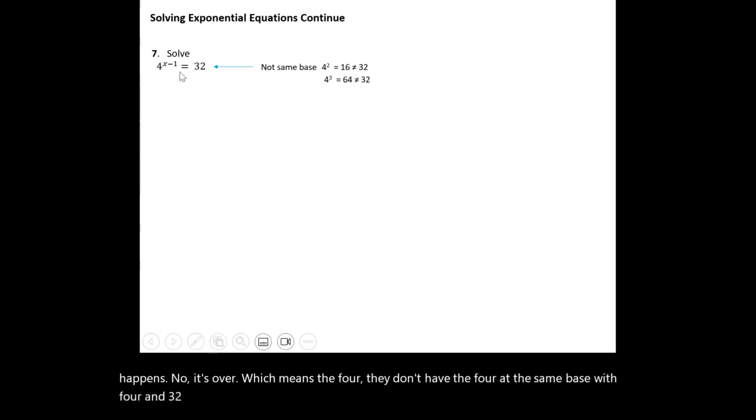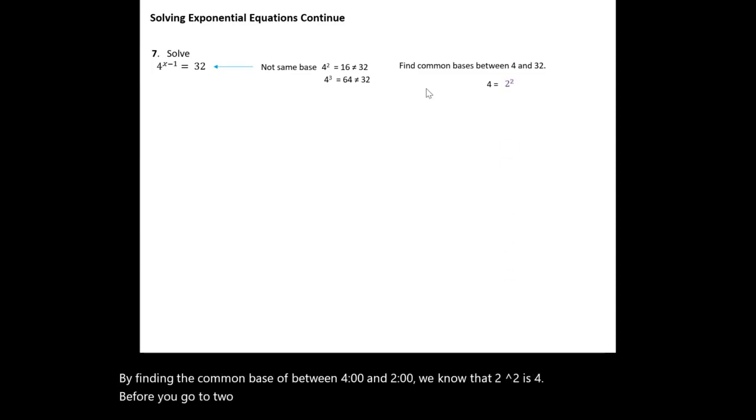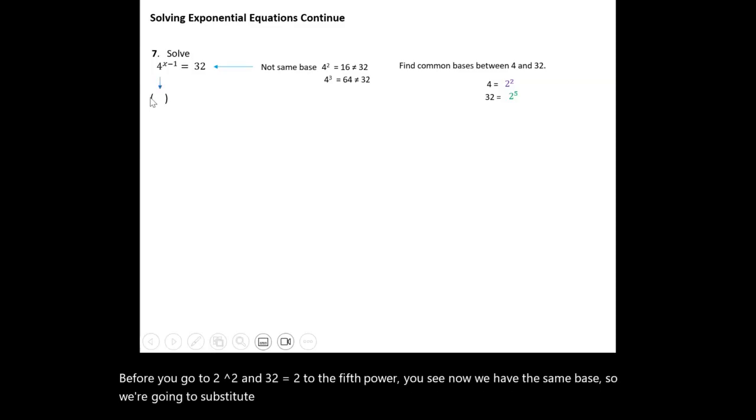So let's make it a 2 then. By finding the common base between 4 and 32, we know that 2 squared is 4, or 4 equals 2 squared. And 32 equals 2 to the 5th power. You see, now we have the same base. So we're going to substitute 2 squared where the 4 is.